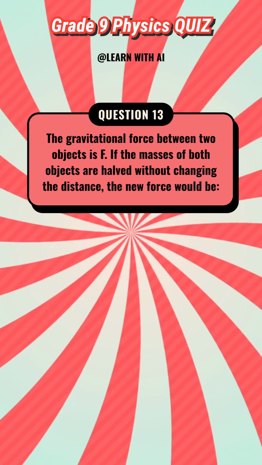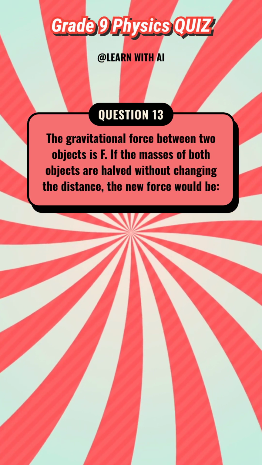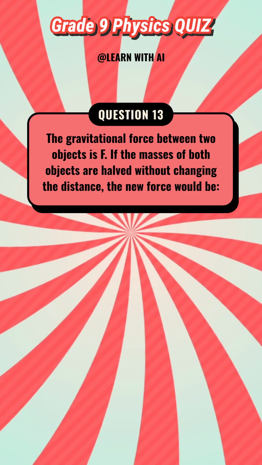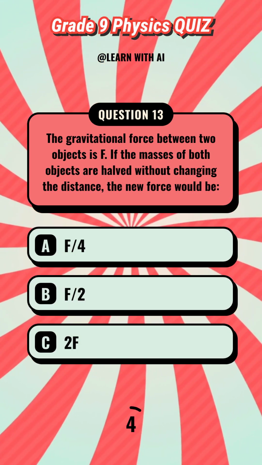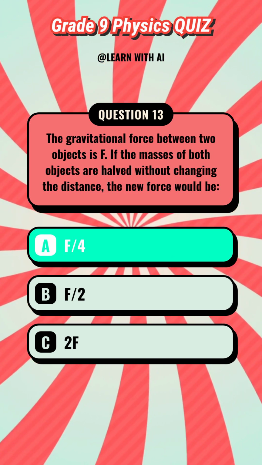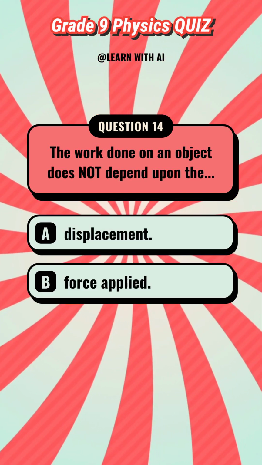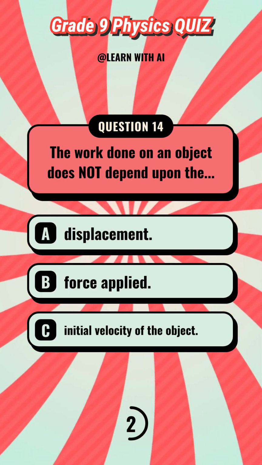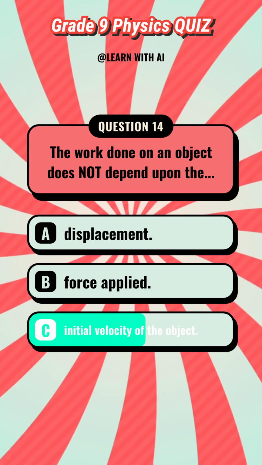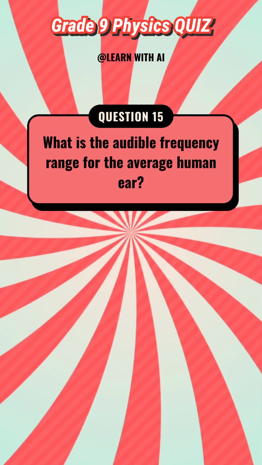The gravitational force between two objects is F. If the masses of both objects are halved without changing the distance, the new force would be. The work done on an object does not depend upon the. What is the audible frequency range for the average human ear?